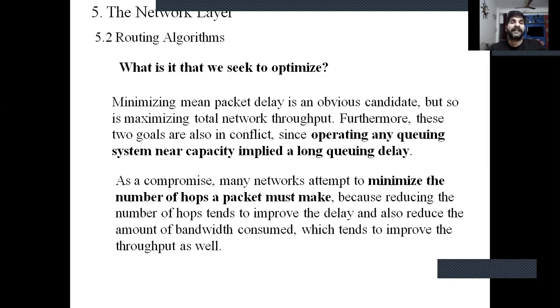As a compromise, many networks attempt to minimize the number of hops a packet must make, because reducing the number of hops tends to improve the delay and also reduce the amount of bandwidth consumed, which tends to improve the throughput as well. So the two main factors, mean delay and throughput, improve when we minimize the number of hops a packet must make.